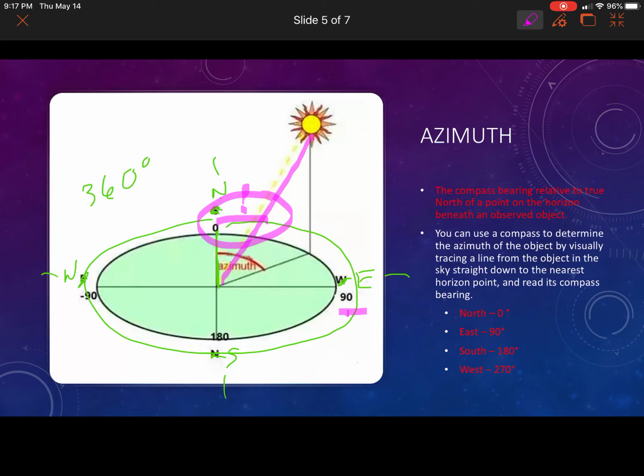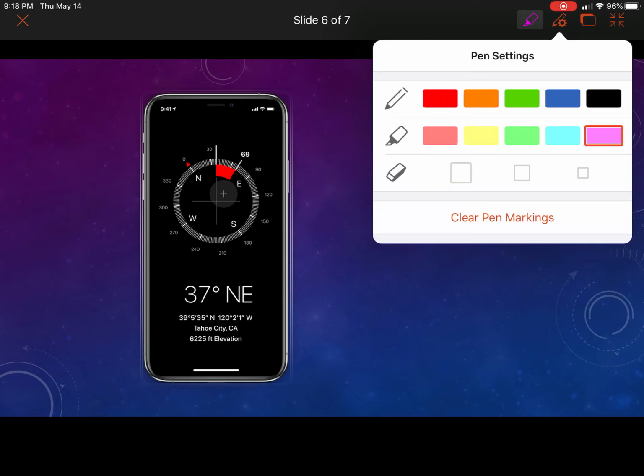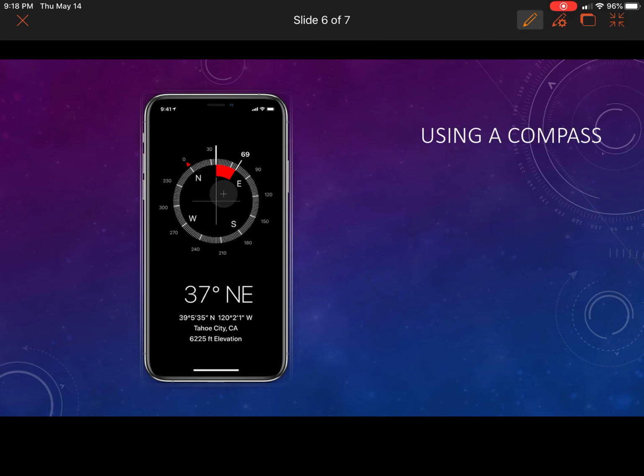Now, if east here is a full 90 degrees, this looks a little bit over half, so it's probably somewhere around maybe 60 degrees. But you would need a compass to figure that out. Luckily, we have compasses on cell phones. If you have a real compass, that's great, but honestly, cell phone compasses are more accurate, I find, than the magnetic ones that you can get.